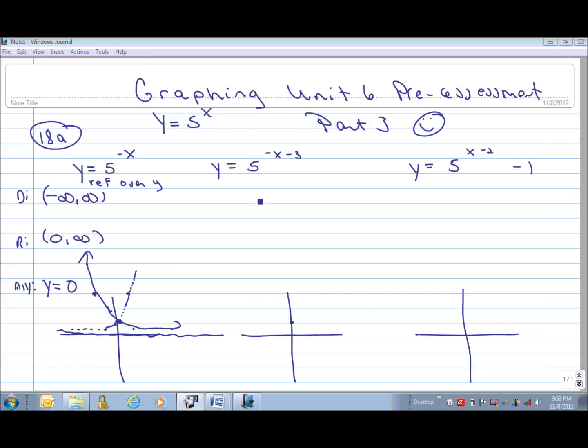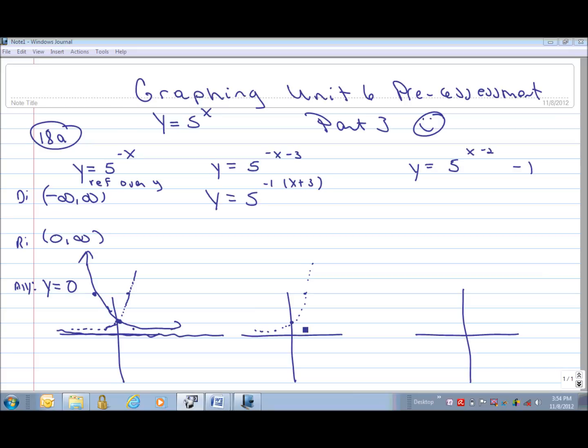But if you factor out the negative, which I would suggest, you would get 5 to the -1 times x plus 3, and then you would go in the right order. You would do your reflection and then go to the left 3. So let's see if we can take care of that. Our original parent graph would have looked something like this. And remember this parent point is at 0, 1.